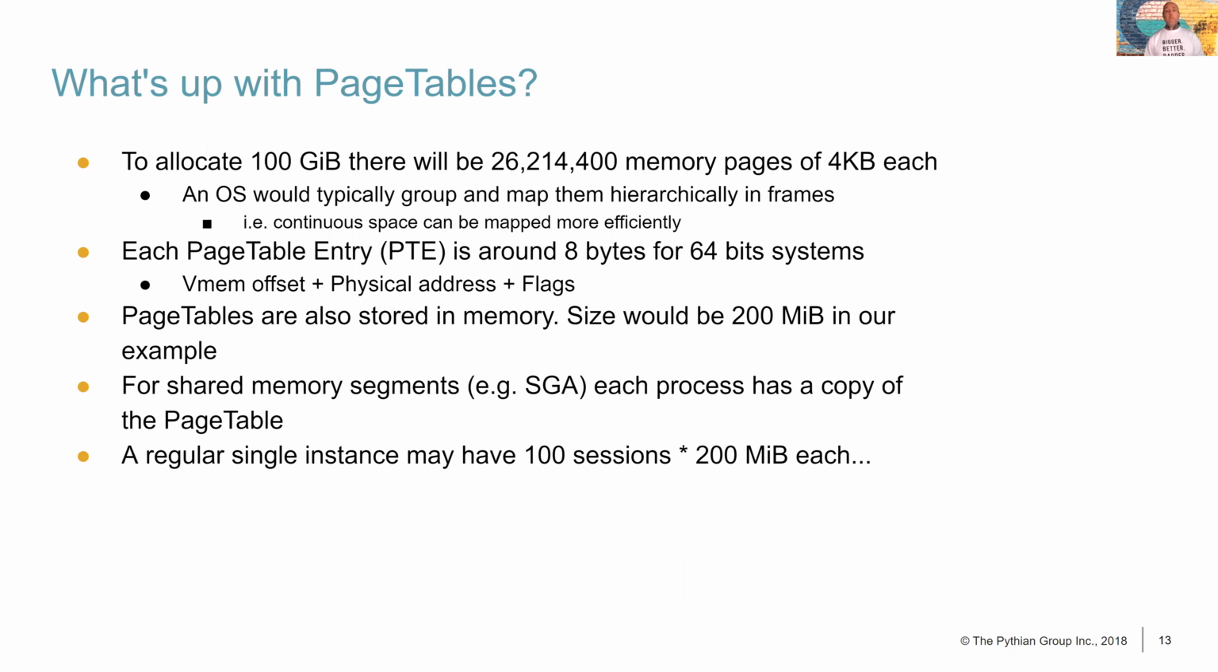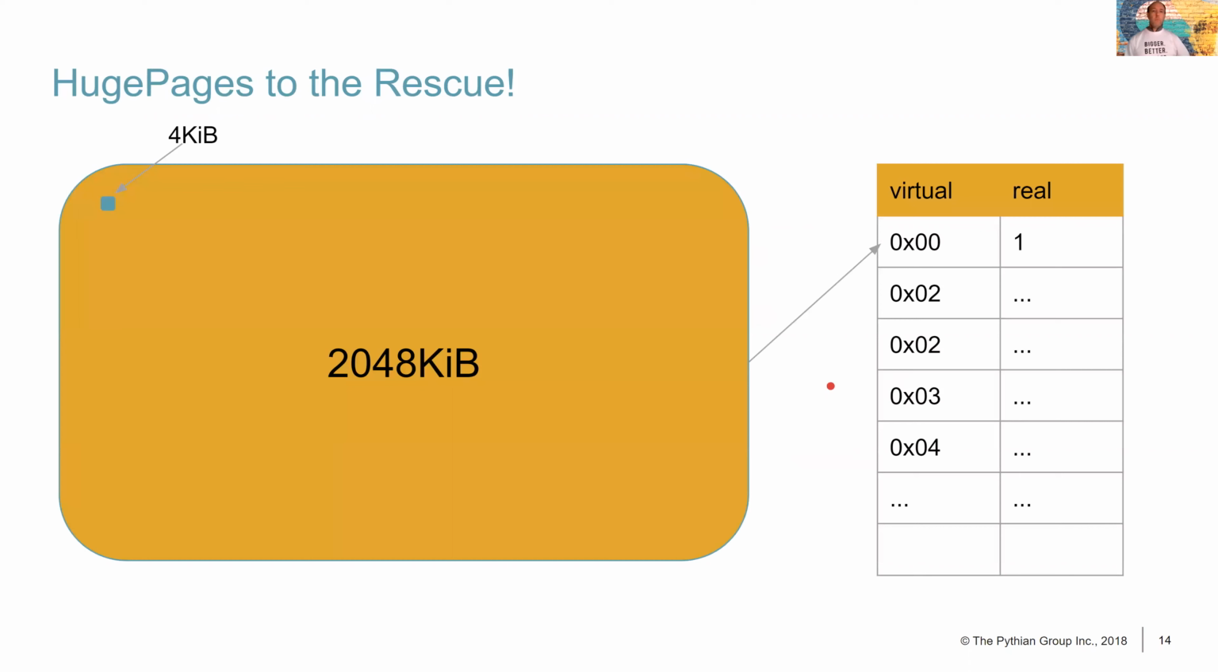Now, for a shared memory segment like the SGA we're working with in our database, each process, and by each process in this case, it means each of the sessions connected to the database, will have its own copy of the page table. So let's say we have 100 sessions, 200 megabytes per session. That is roughly 20 gigabytes of RAM just to store these page tables in memory. You can imagine what that kind of memory usage does to a system. So HugePages to the rescue.